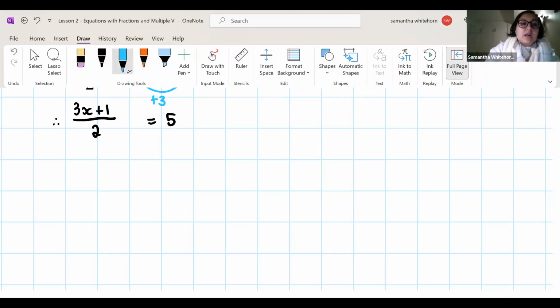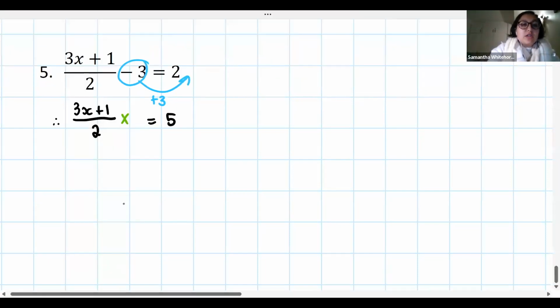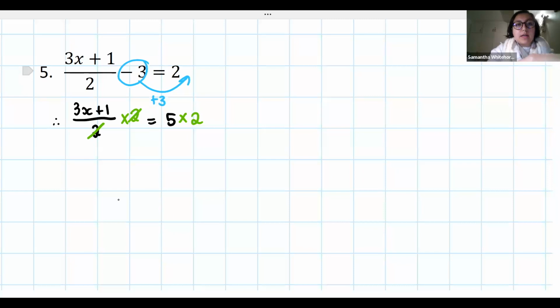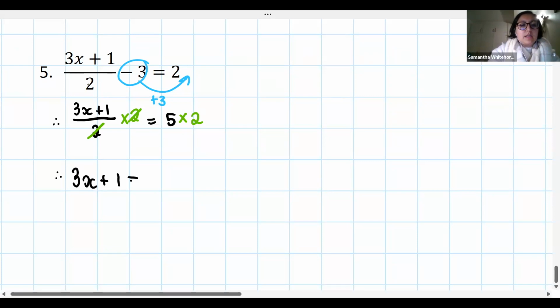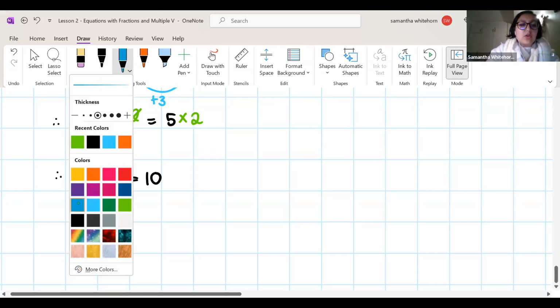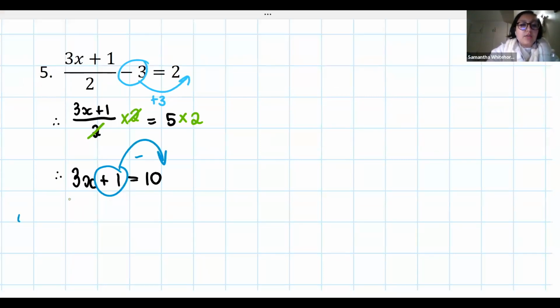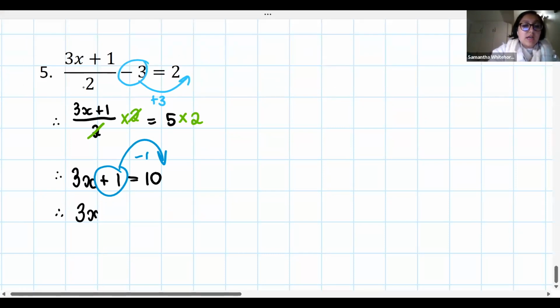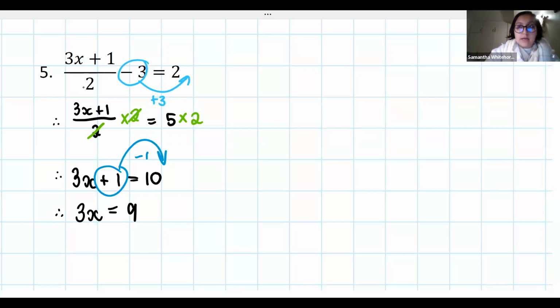The next thing that we need to now sort out is the fact that we've got this fraction. So I'm going to times by 2 to get rid of the denominator, but I do the same thing on the right-hand side. So now I've got 3x plus 1 is equal to 10, because we know that 5 times 2 is 10. We're solving, we're making sure that we get x alone. So now again, I don't want this plus 1 here. I need to bring it over, so it's going to become minus 1. Again, you don't have to show the subtraction of 1. If you know that 10 minus 1 is 9, you can just write 3x is equal to 9.